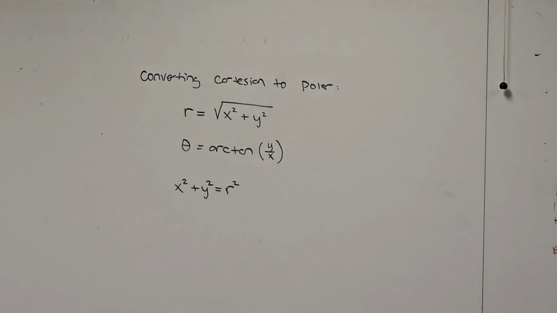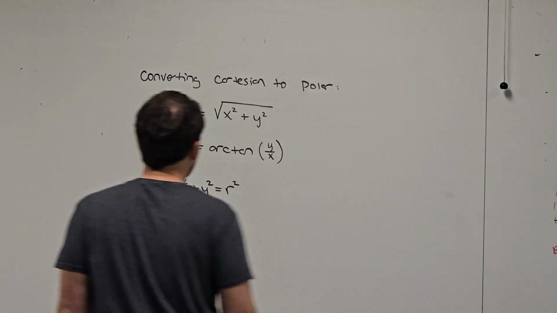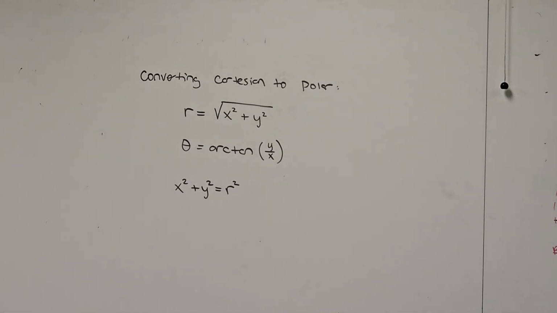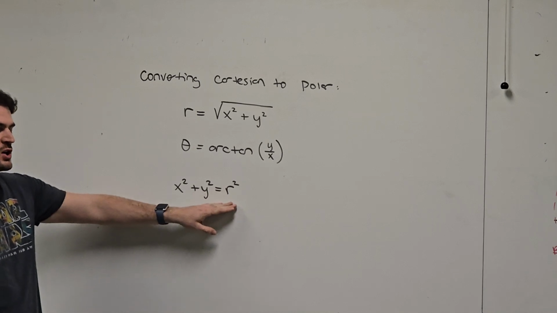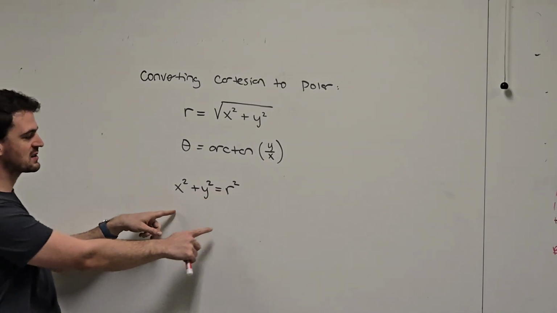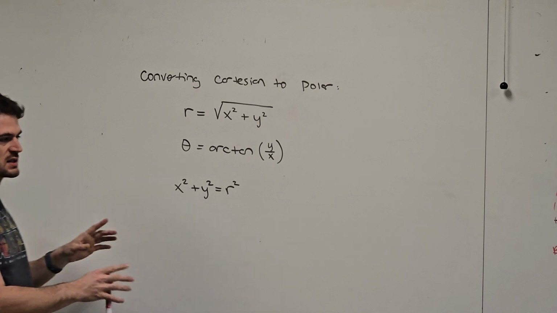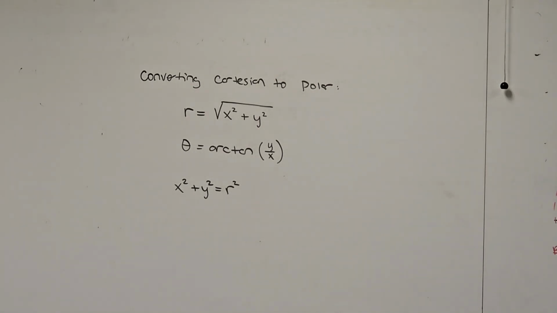So something that just goes in our toolbox. r is the square root of x squared plus y squared. Theta is the arctangent, or inverse tangent, of y over x. And then x squared plus y squared equals r squared. If you're looking at this going, wasn't this the same thing we had last time? Yes, it is. The only thing I wrote last time was r squared equals, now we can just write x squared plus y squared equals r squared. It's the same idea though.